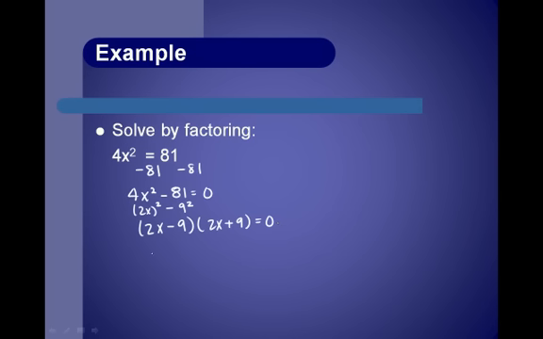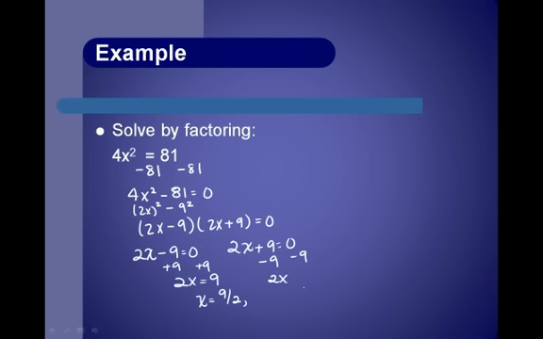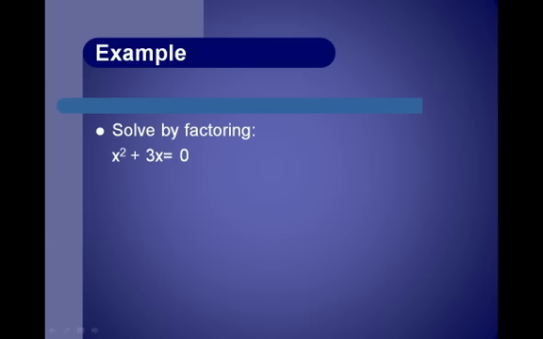Now when we set each of these equal to 0, we're going to get 2x minus 9 equals 0. 2x plus 9 equals 0. Get x is 9 over 2. The second case is going to be the same thing, except we're going to subtract 9 from both sides. It's going to be negative 9 over 2. So our solutions to this equation are 9 over 2 and negative 9 over 2. Okay, let's do another one.